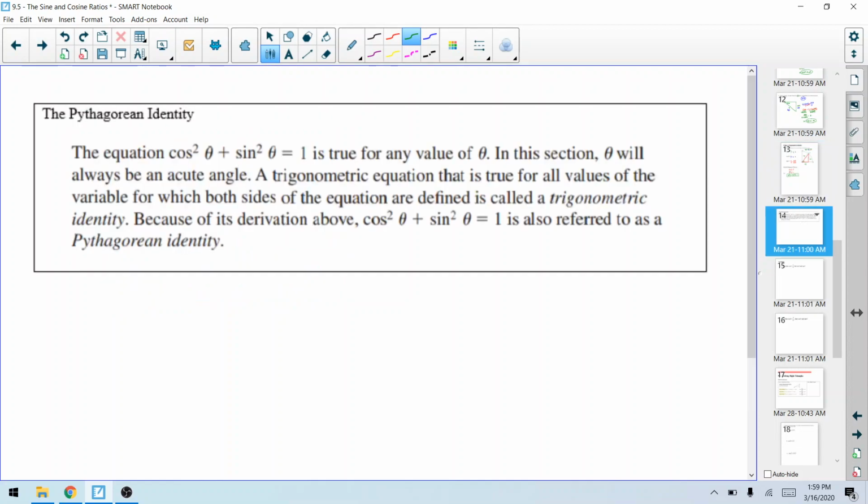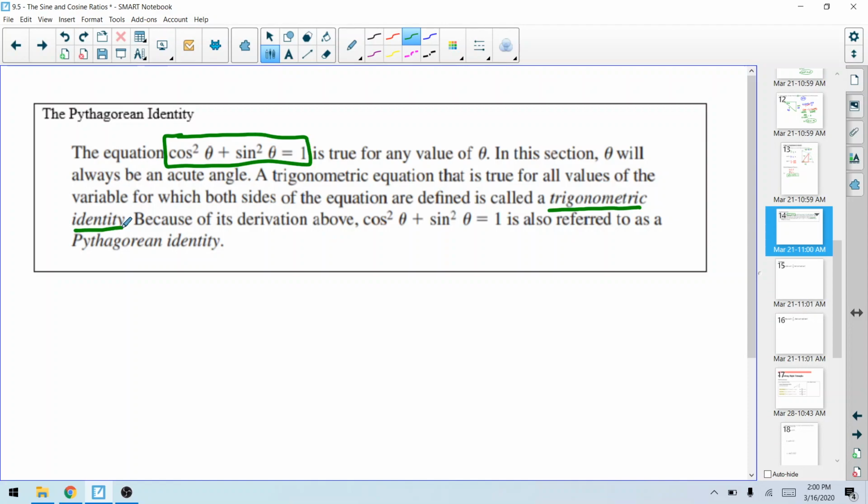So, next page, the Pythagorean identity. The equation cosine squared theta plus sine squared theta equals 1. There's the identity you just figured out. It is true for any value of theta. In this section, theta will always be an acute angle, meaning less than 90 degrees. A trigonometric equation that is true for all values of the variable for which both sides of the equation are defined is called a trigonometric identity.